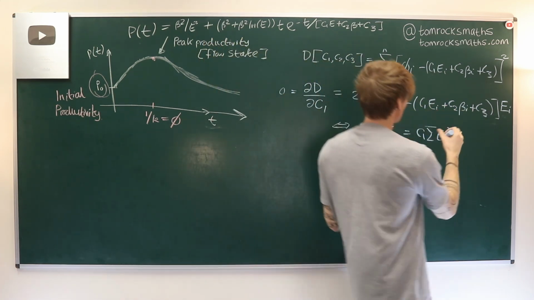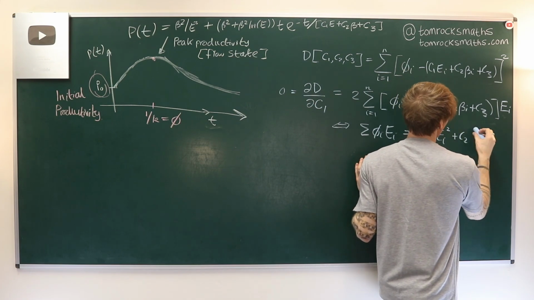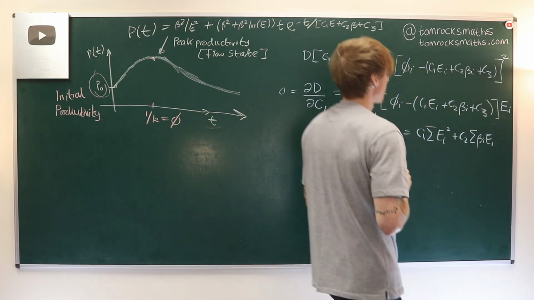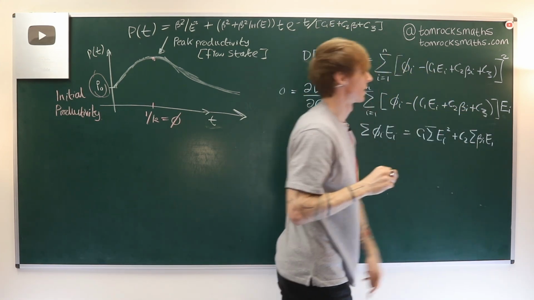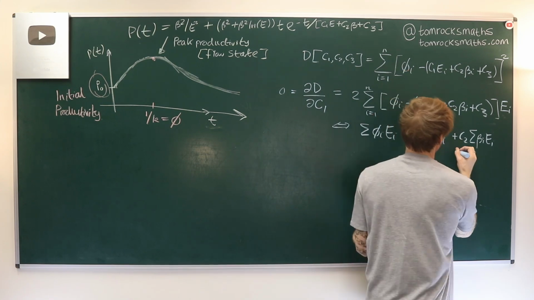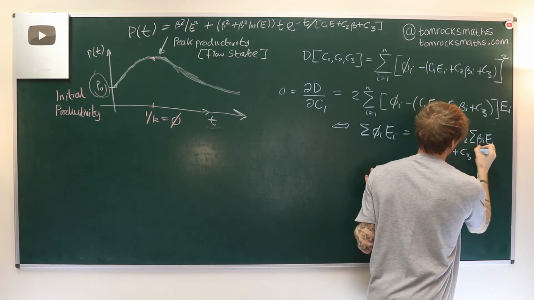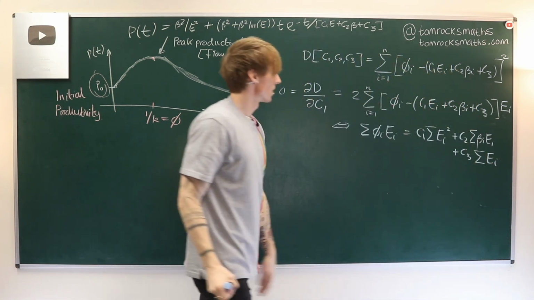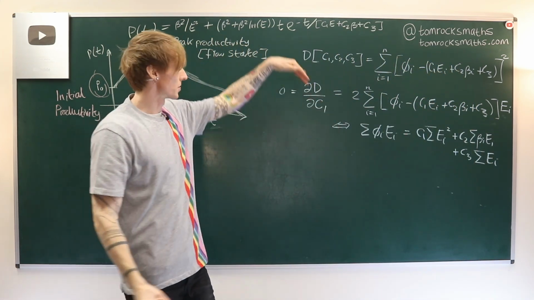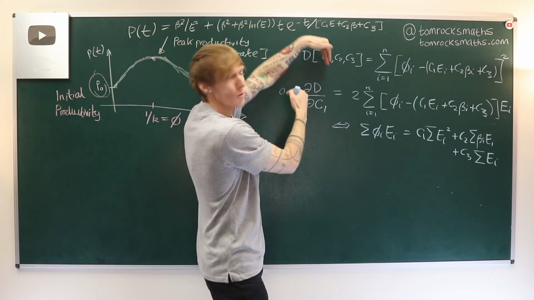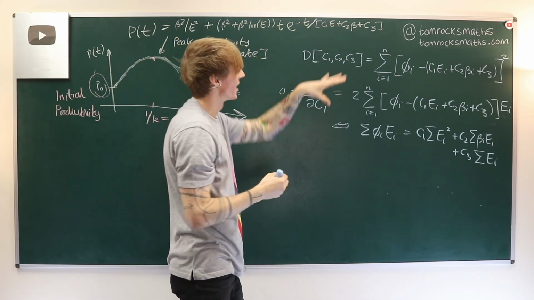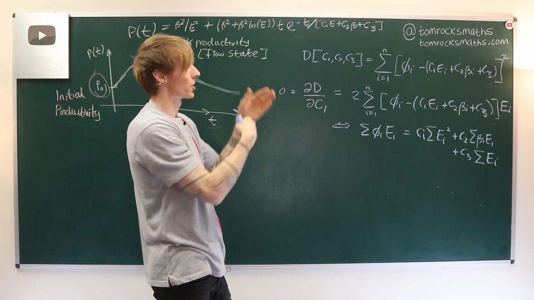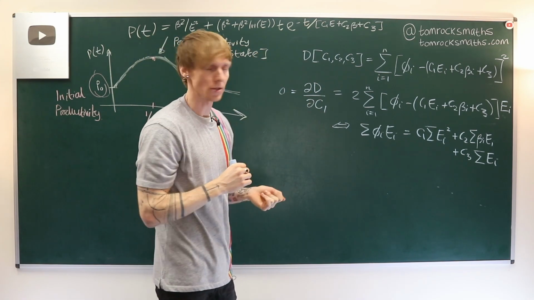Then we've got plus C2 times the sum of beta I EI. And then we're left with C3 times the sum of the EIs. So plus C3 times the sum of EI. So that is the first equation from solving our least squares regression estimator, differentiating it with respect to C1 and setting it equal to 0. And we're going to do something very similar for the other two.